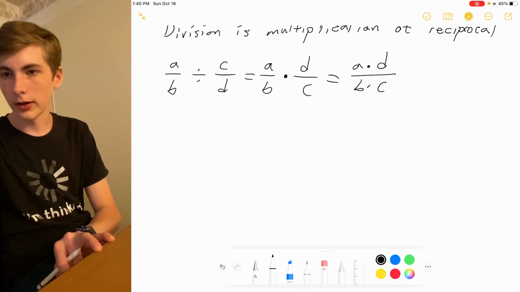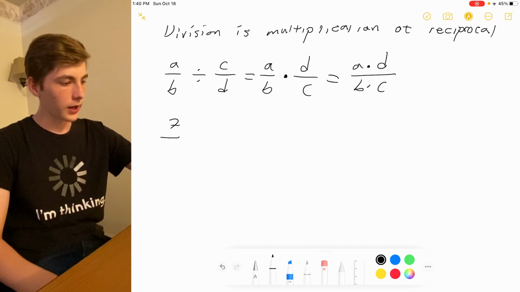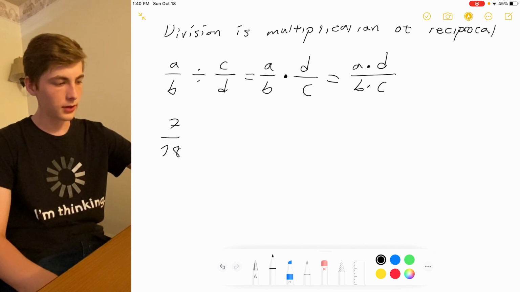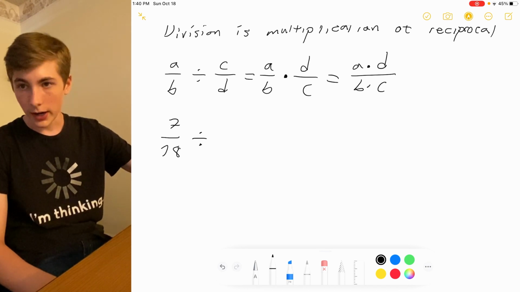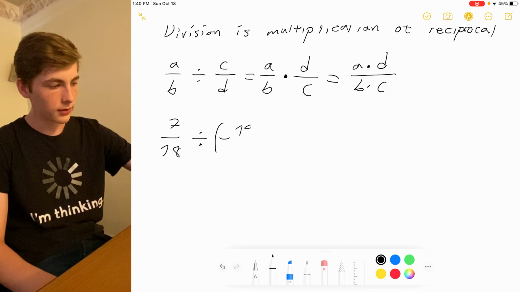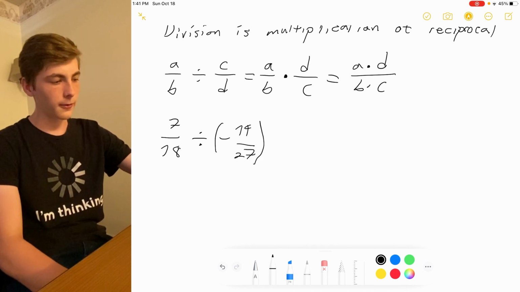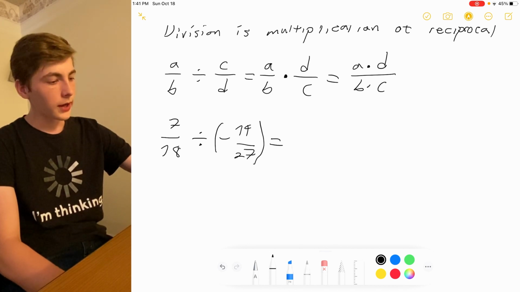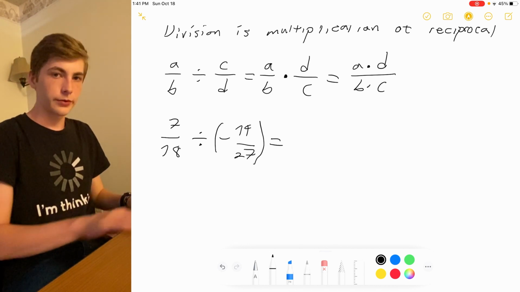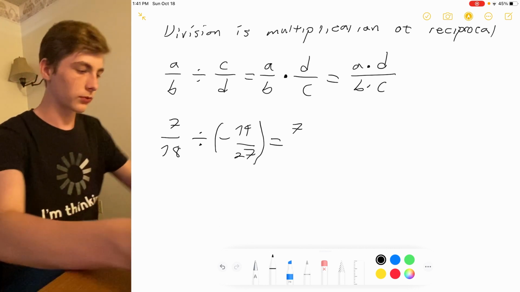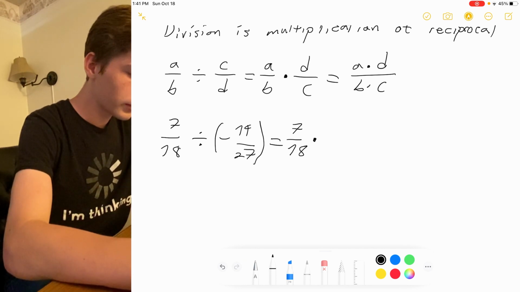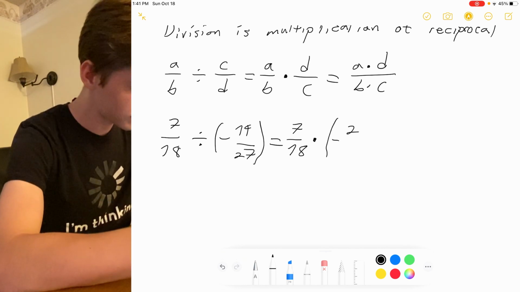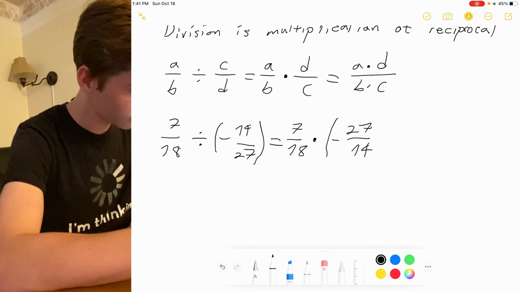So let's do a more concrete example. We have 7/18. And I think this is straight out of the textbook too. So divided by negative 14/27, right? So when we're dividing two fractions, we multiply by the reciprocal. The first one's just going to stay the same, right? The division sign becomes a multiplication sign, and we flip over this other fraction. So this is going to become negative 27 over 14.